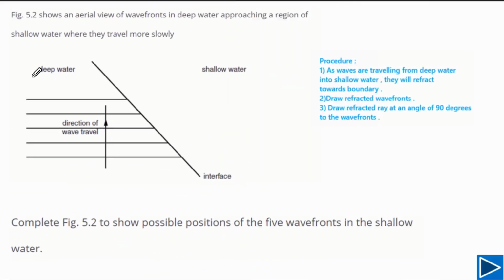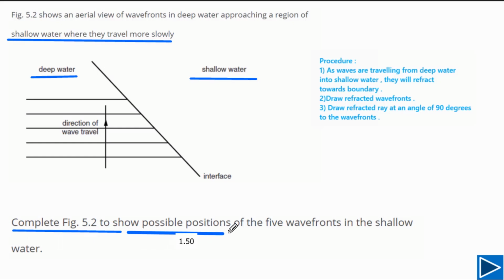For this question, it is given to us that waves are coming from deep water and they're moving towards shallow water. It is also given to us that in shallow water, the waves are traveling more slowly as compared with deep water. So it simply means that deep water is an optically less dense medium and shallow water is an optically denser medium. For this question, we need to complete figure 5.2 to show possible positions of the 5 wavefronts in the shallow water.